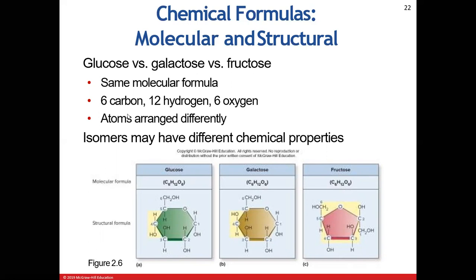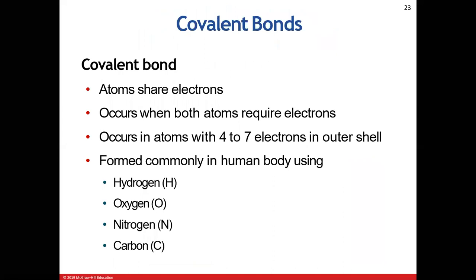However, the atoms are arranged differently. You'll notice in glucose and galactose, these give us a 6-sided, hexagonal shaped ring on both of these. Whereas fructose gives us more of a 5-sided ring or a pentagonal shape. And so again, these isomers have different arrangements of all the same atoms, but they also can have different chemical properties, okay? So there's some differences between those.